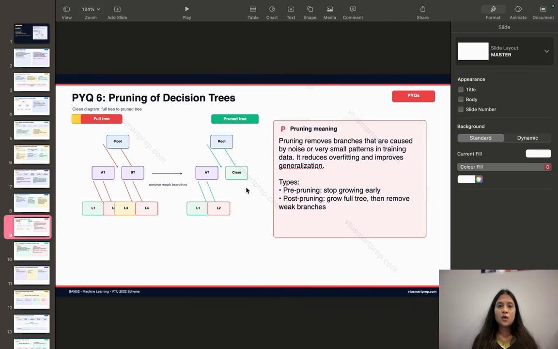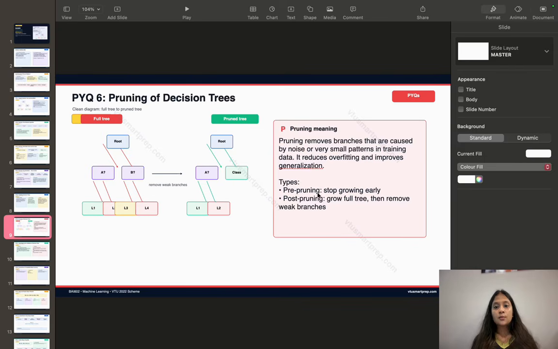Next is pruning of decision trees. They can say explain pruning of decision tree, then you have to explain the pruning meaning. It is going to remove the branches that are caused by noisy or very small patterns in training data. It reduces overfitting and improves generalization. So here also you have two types: one is pre-pruning and the second is post-pruning.